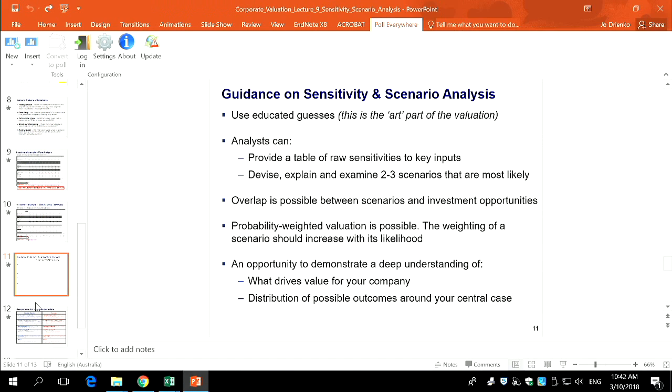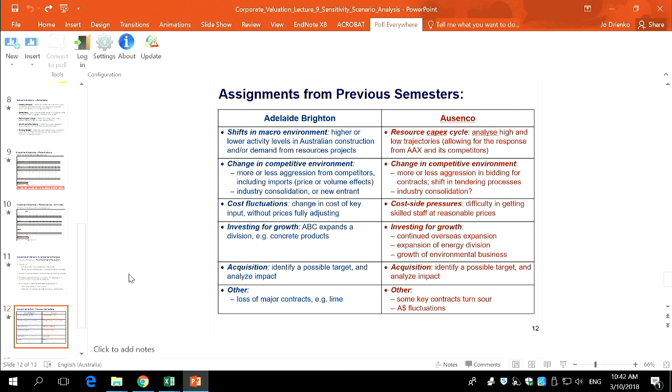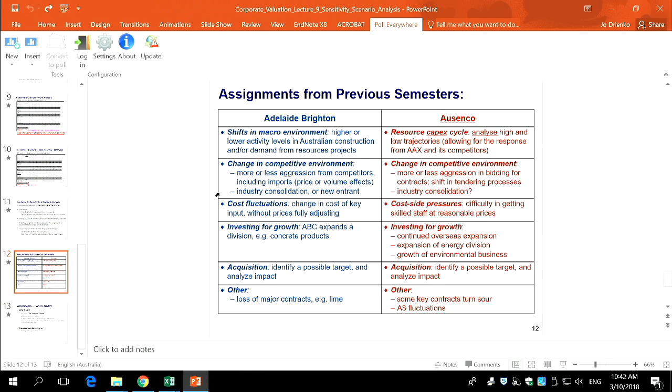Yeah. So in the past, when we valued ABC and AAX, when this was an assignment, I would always give students a list of possible scenarios that you can look at, and I would tell them to choose 2 or 3. So with ABC, which is a concrete business, shift in the macro environment, obviously any economic shifts, higher or lower economic activity in terms of the construction industry. That was a good one.